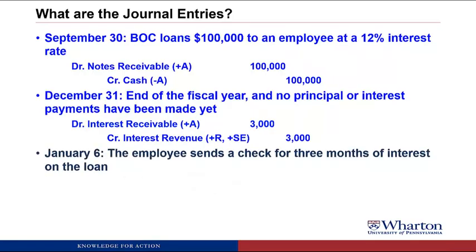Now it's January 6th. The employee sends a check for 3 months of interest on the loan. This is a cash transaction happening in the next fiscal year. We're receiving cash, so we're going to debit cash for $3,000 because we're receiving the interest receivable that was owed before. And if we're receiving the interest receivable, it's no longer receivable, so we need to get rid of that account. So we credit interest receivable to reduce that asset by $3,000 since we've now received the check.